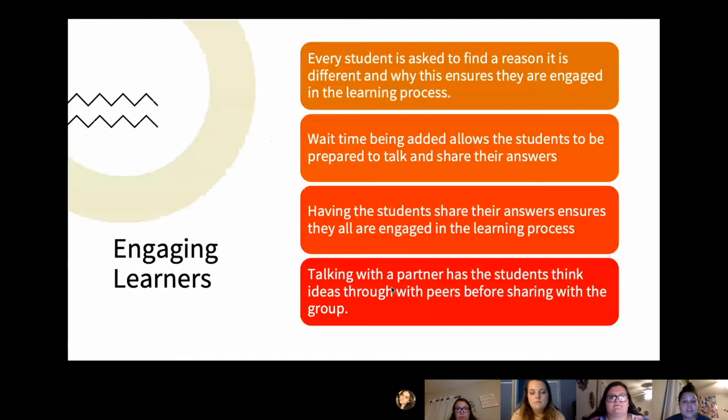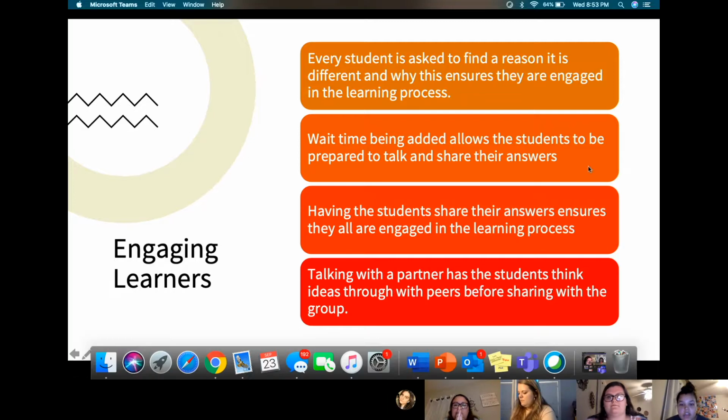And then, for engaging them, I said that every student is asked to find a reason it's different and why, and this ensures they're engaged in the learning process. They have to look, because it's not like a group effort, they have to look themselves and find their own answer. Wait time being added allows the students to prepare, to talk, and share their answers. Having the students share their answers ensures they're all engaged in the learning process. And talking with a partner has the students think ideas through with their peers before sharing, and they see other ways of thinking.